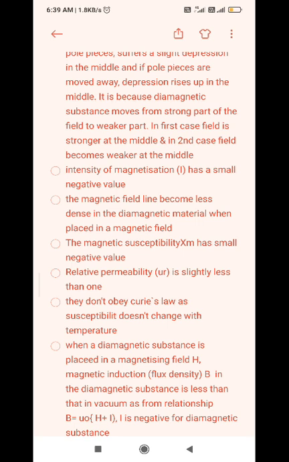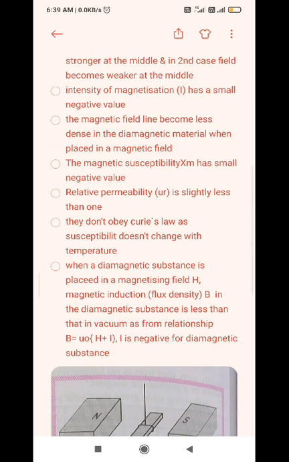When the diamagnetic substance is placed in the magnetic field, the magnetic induction B, or magnetic flux density, in the substance is less than that in the vacuum. As for the relation, B is equal to mu naught times H plus I. I is negative, so B is less than mu naught H. Mu naught H is the magnetic induction in the vacuum.